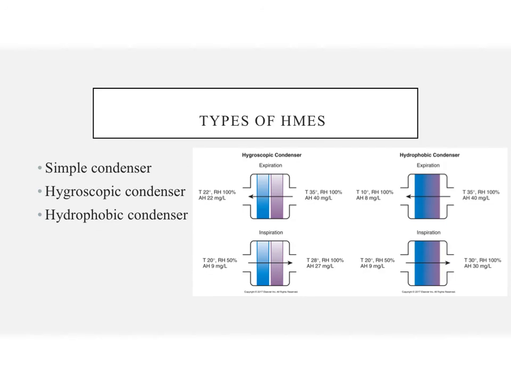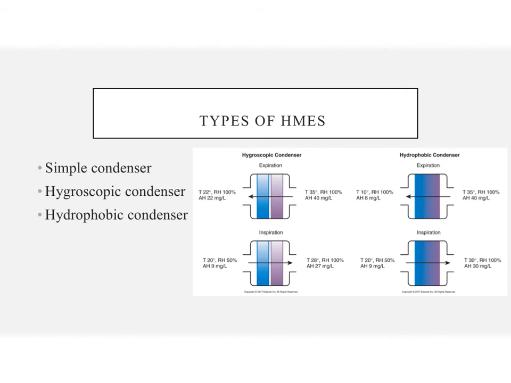So there are three types of HMEs. You have the simple condenser, which contains a condenser element with high thermal conductivity. Inspired air will cool the condenser. On exhalation, water vapor condenses on the element and warms it, and then it recaptures the moisture and heat on the next inhalation.